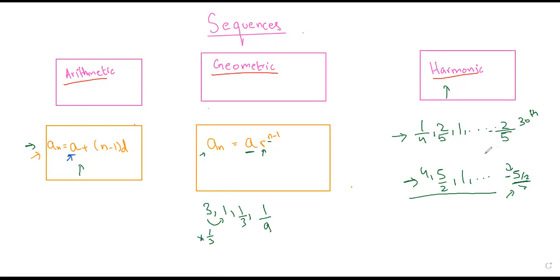Okay. Now, this is how we find the nth term for arithmetic, geometric, and harmonic. Any confusions, please feel free to tell me. I'll talk about the sum formula after this.